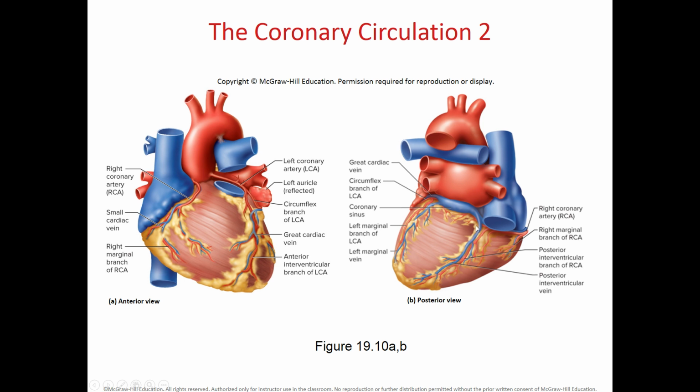So here we have the posterior interventricular vein, here we have the left marginal vein, and then we have here this small cardiac vein in here, and this great cardiac vein together with the anterior interventricular branch, and then all these veins will drain into this coronary sinus, and the coronary sinus can drain directly into the right atrium, or it can drain the blood first into the inferior vena cava and then into the right atrium.